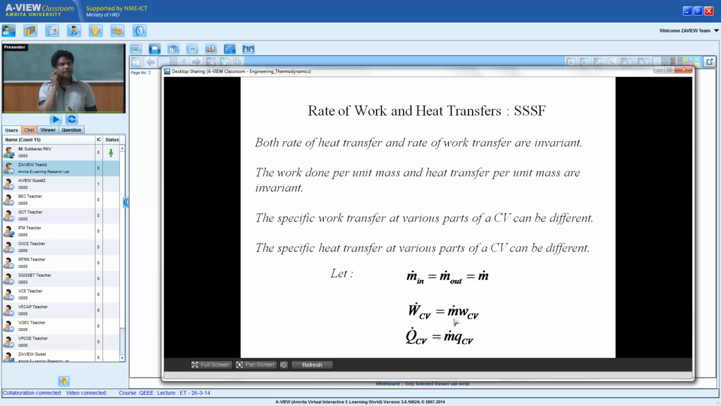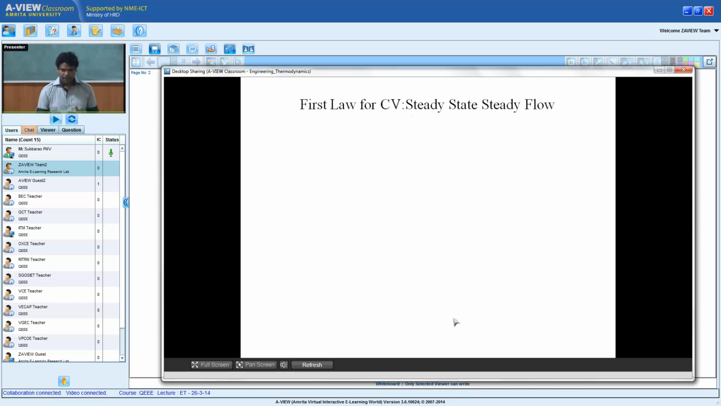And most of the engineering cycles or systems are developed assuming them to be steady state, steady flow. And tomorrow I'll close with our main objective of developing a cycle and estimating the performance of that cycle.